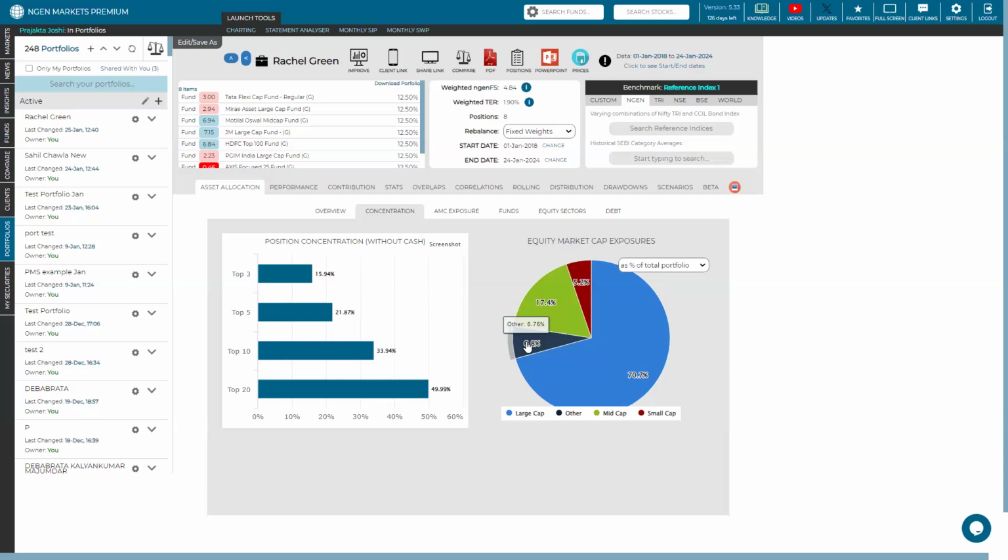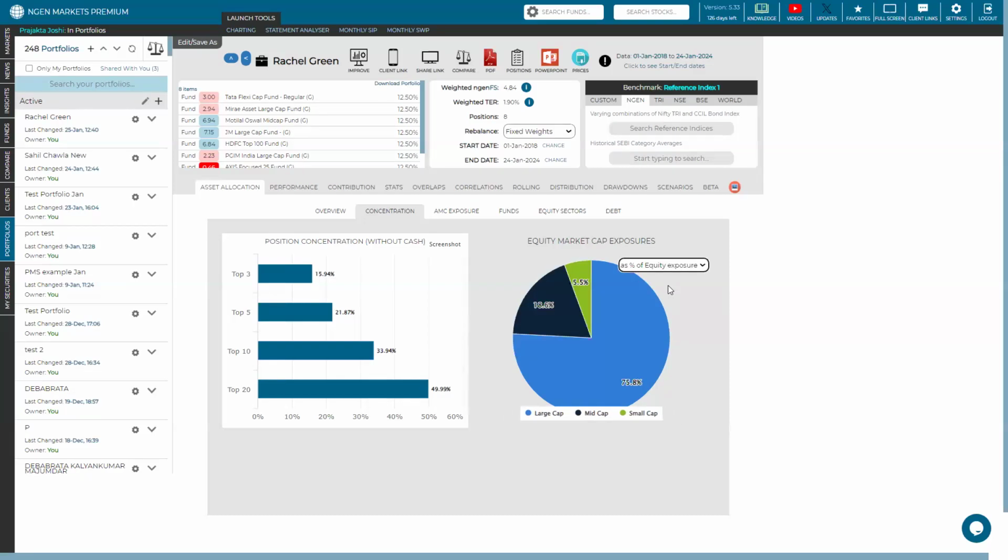Now, instead of checking this as a percentage of the whole portfolio, which is 100%, if you want to check only the split between large, mid, and small of only the equity component of the portfolio, because equity is only classifiable as large, mid, and small, right? So you have a drop down here wherein you can change this from percentage of total portfolio to percentage of equity exposure only, right?